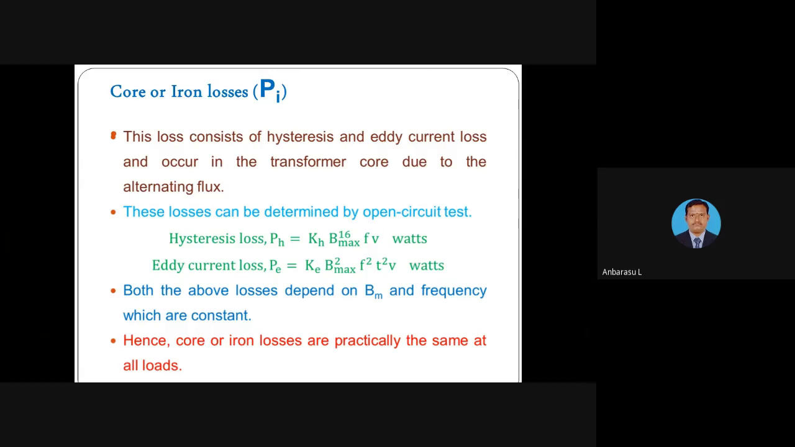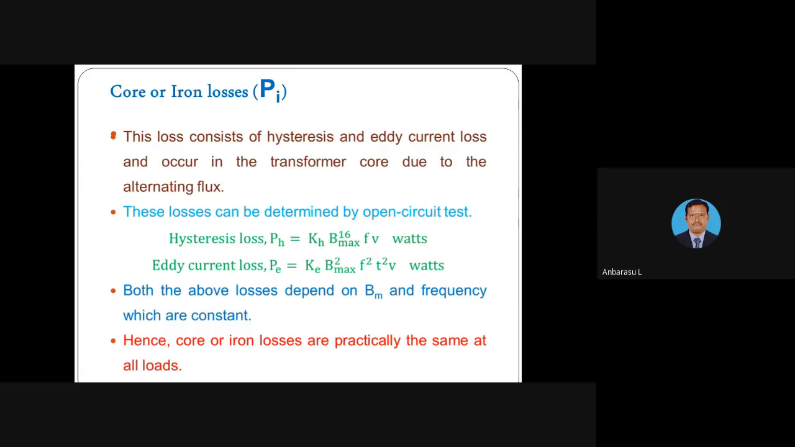Another subdivision of losses is eddy current losses, that is PE equal to KE B maximum square F square T square V. KE is the eddy current constant, B max is the flux density, F is the frequency, T is the thickness of the iron, and V is the voltage applied to the transformer.